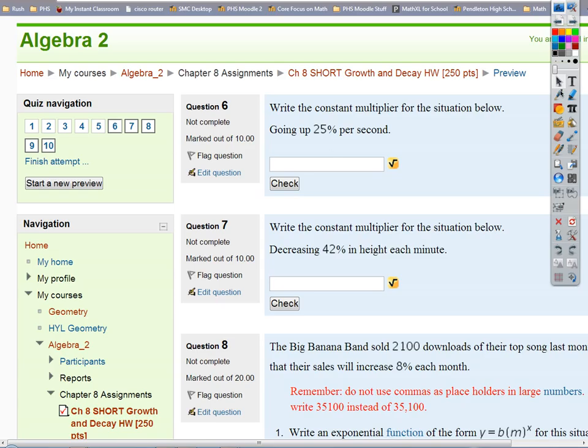What if it's decreasing by 42%? Let's look at one of those. Those are just a little harder. So what's the percent change as a decimal? 0.42. So we're going to do 1 plus negative, so minus 0.42. Right? It's going to be our constant multiplier. So what's that going to be? 0.58. Right? Make sense?